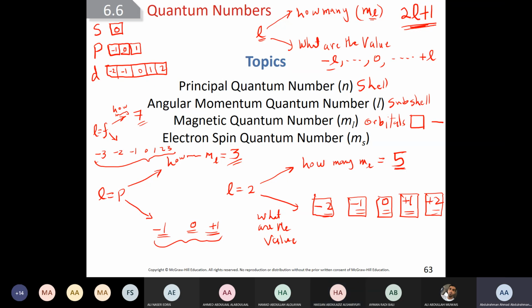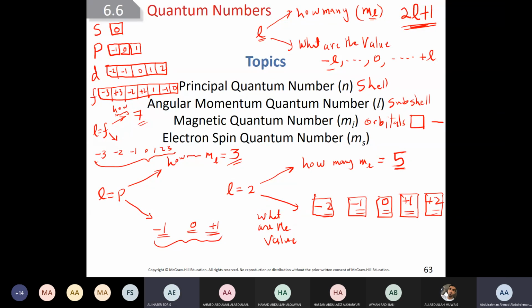And last one, if we have F, how many orbitals do we have? 7. Don't forget this. What are the values? -3, +3, -2, +2, 1, -1, and 0. Is this acceptable? Yes, no problem. Is this clear?